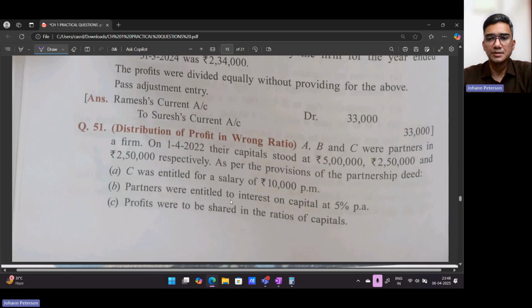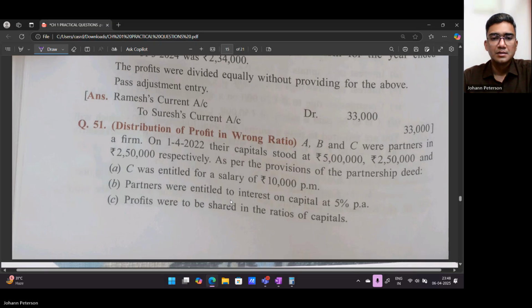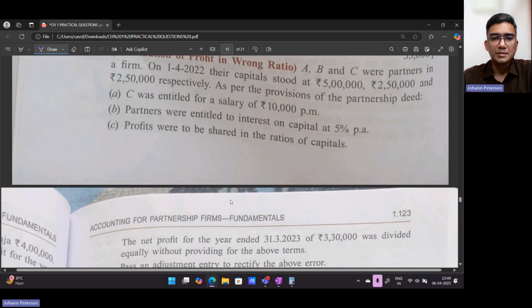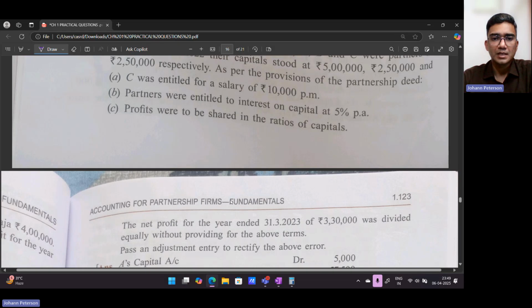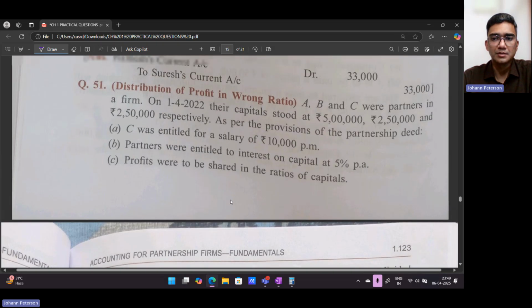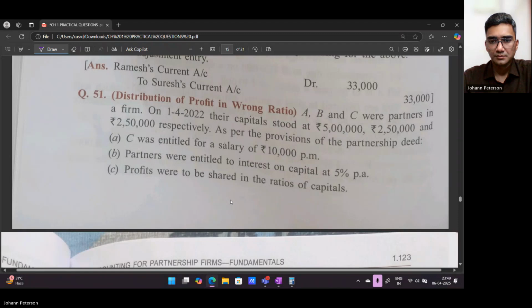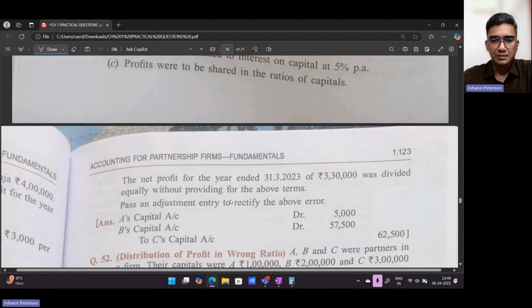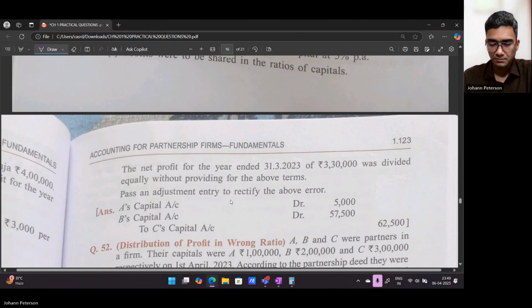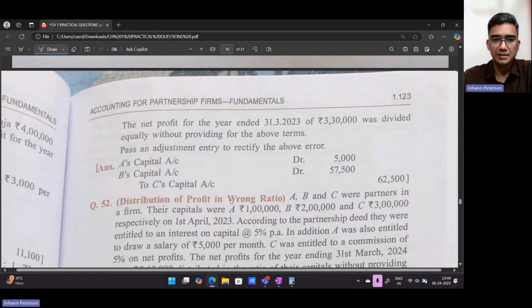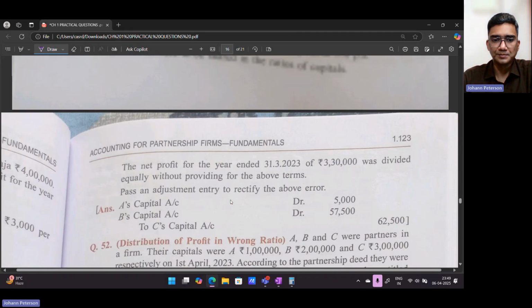Let's try the 51st question. It says ABC are partners in a firm. On 1st of April, their capital stood at 5 lakh, 2 lakh 50, and 2 lakh 50 respectively. As per the provisions of the partnership deed, C was entitled to a salary of 10,000 per month. Partners were entitled to interest on capital, and profits are to be shared at the ratio of capitals. The net profit for the year was divided equally without providing for the above items. Pass an adjustment entry to rectify the above error.